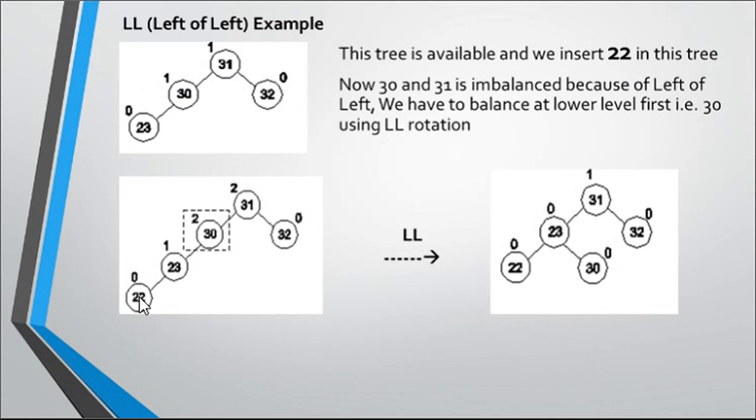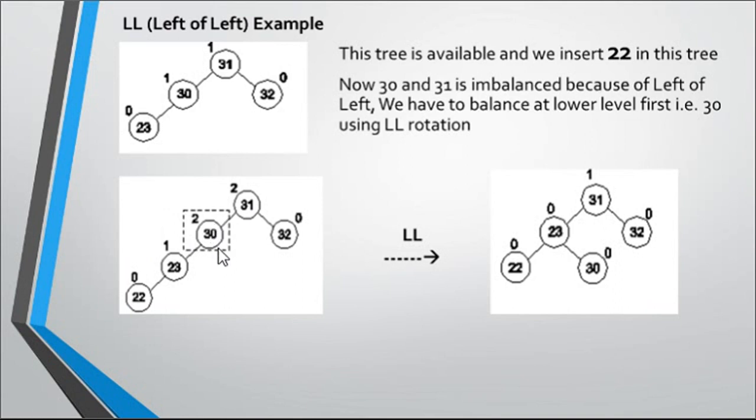Again we will calculate the balance factor of each node. Now the balance factor of this node is 0. The balance factor of this is 1 because left subtree minus right subtree, so it is 1. The balance factor of this is 2 because on the left there are 2 heights and here it is 0. Again for this it is 2. But we have to balance the one which is at the lower level, so we have to balance the 30.